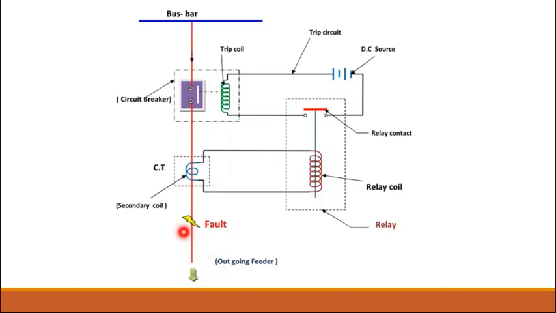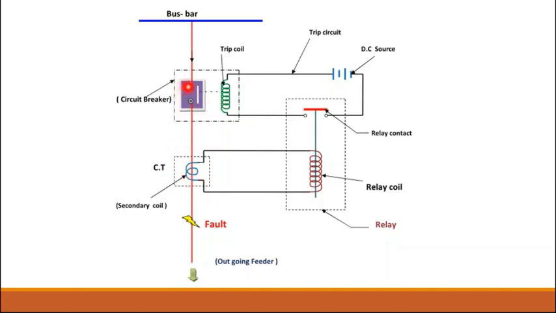If there is any fault, the CT will sense the fault current and give it to the protection relay. The protection relay will determine whether the value is more than the set value. If it is more than the set value, as per the protection settings, it will give a command to trip the breaker. Once the breaker trip coil receives the command from the protection relay, it will trip the circuit breaker. This is for protection purpose.